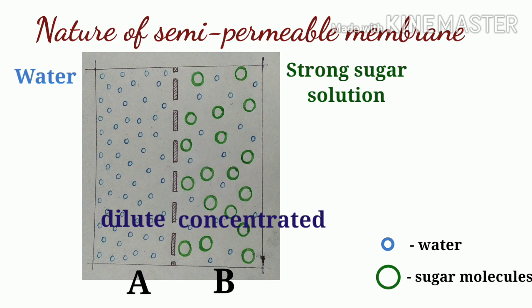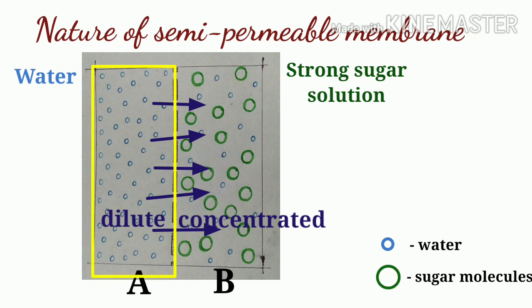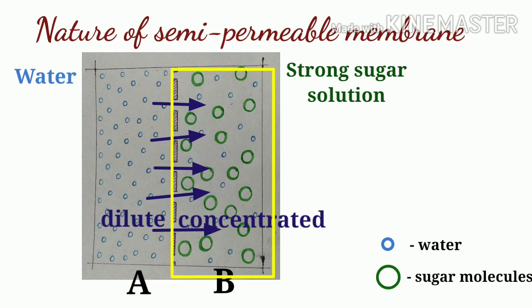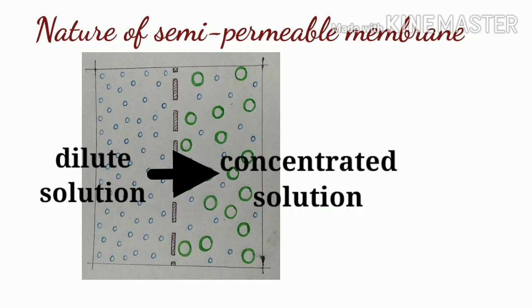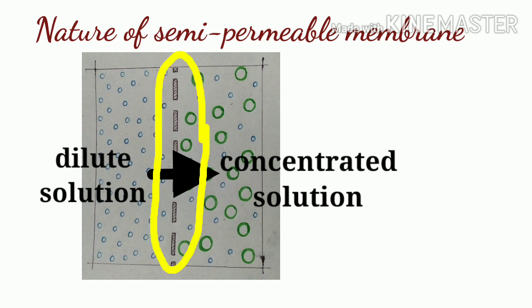Because in side B, the water molecules are comparatively less and sugar molecules are more. After a while, it will be observed that the level of water on side A decreases and the level of sugar solution on side B increases. This occurs because water molecules which are more on side A have moved across to side B where they are less in number. And such movement of water molecules from a dilute solution to a concentrated solution across a semi-permeable membrane is known as osmosis.